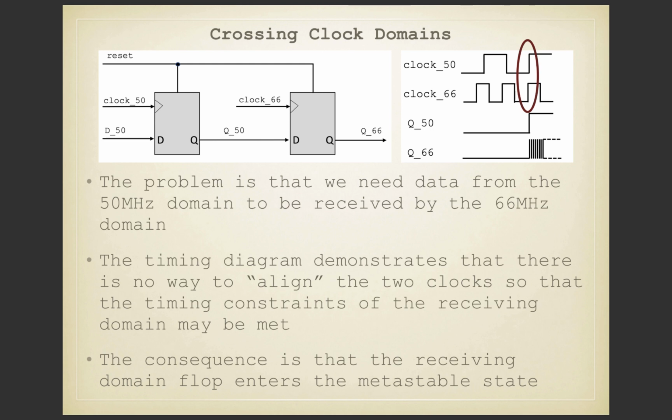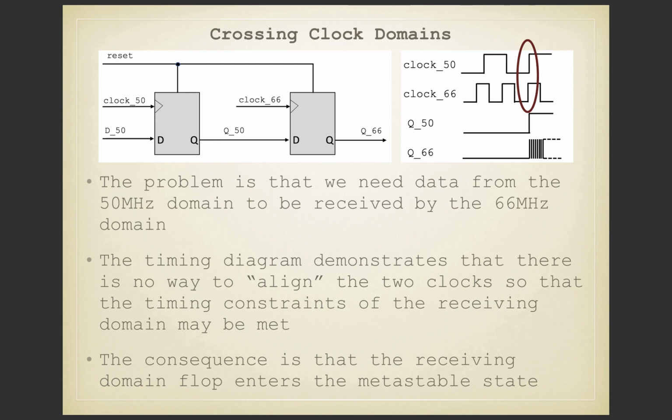The second manner in which the designer encounters metastability is more of necessity, meaning that there's a situation that I need to have this implementation. I'm going to violate my timing constraints, but I need to know how to deal with it. So we refer to this as crossing clock domains.